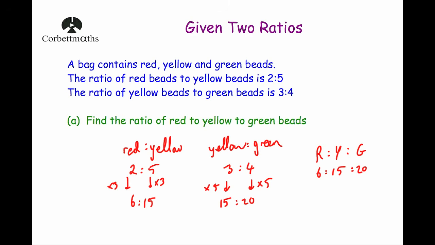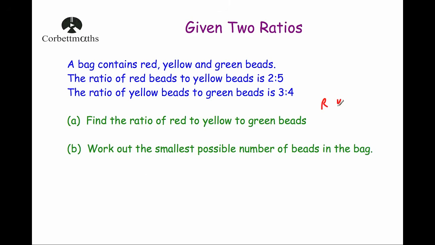Okay, part B. So we know red to yellow to green is 6 to 15 to 20. Part B, work out the smallest possible number of beads in the bag. Well, that's going to be quite straightforward. That's just what we get when we add the 6, the 15 and the 20 together. So 6 plus 15 plus 20 is equal to 41 beads.